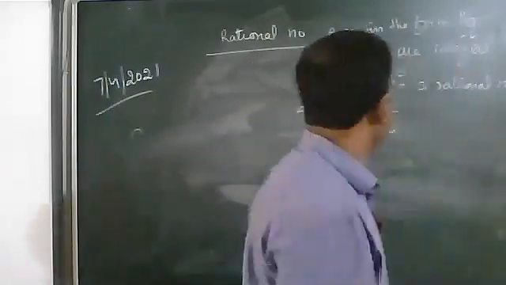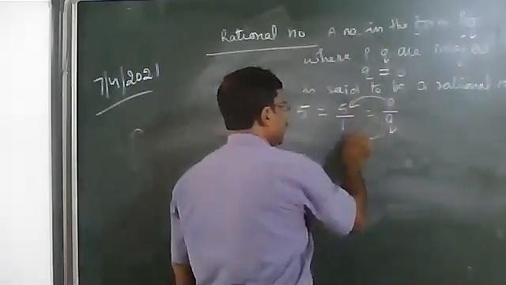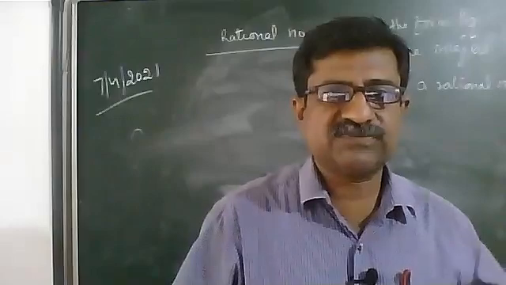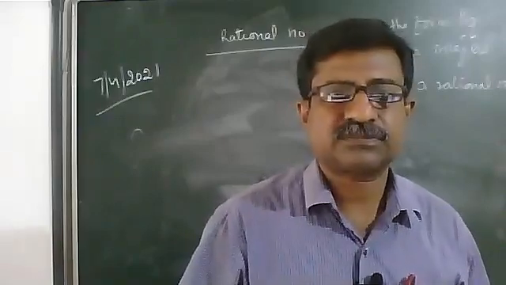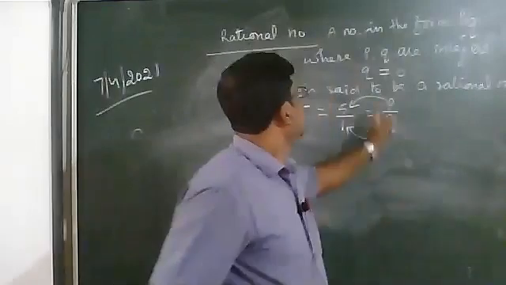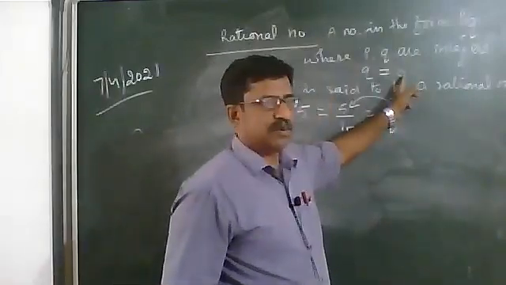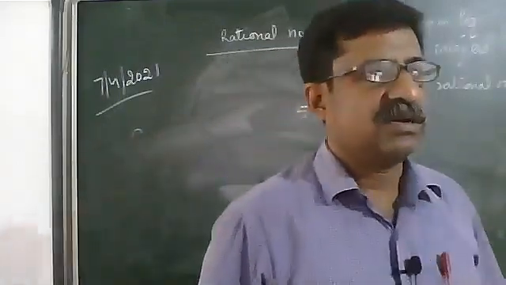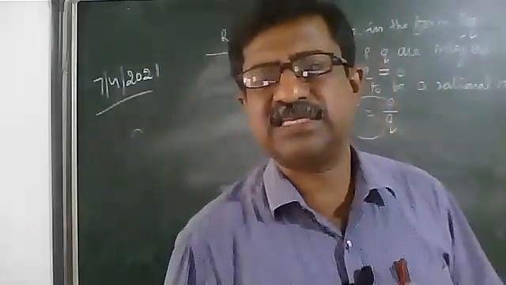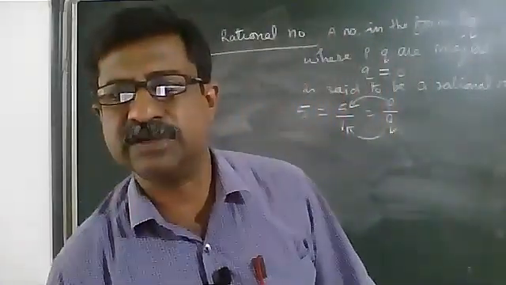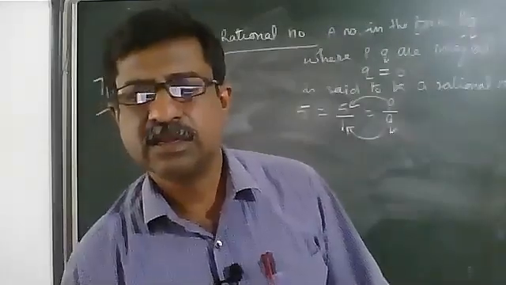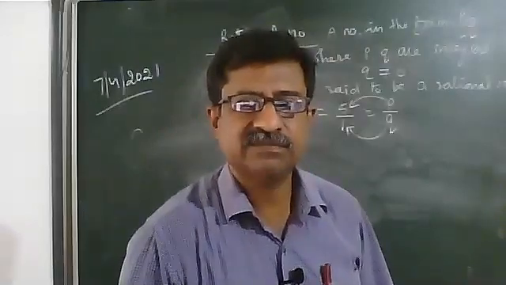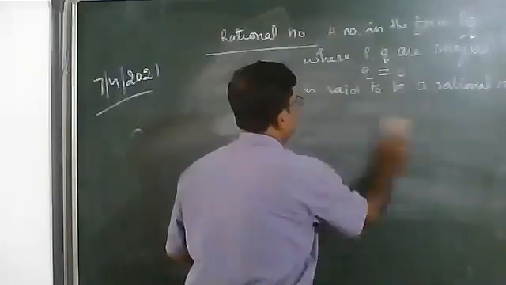Second part is p and q both should be integers. 5 and this is 1. P is 5, q is 1. Both these 5 and 1 are integers. Third is q should not be equal to 0. Q is the denominator. Denominator should not be equal to 0. The value of q here is 1, which is not equal to 0. So we can say this is a rational number because it is satisfying all the conditions expected from our side. Clear? We have different examples.